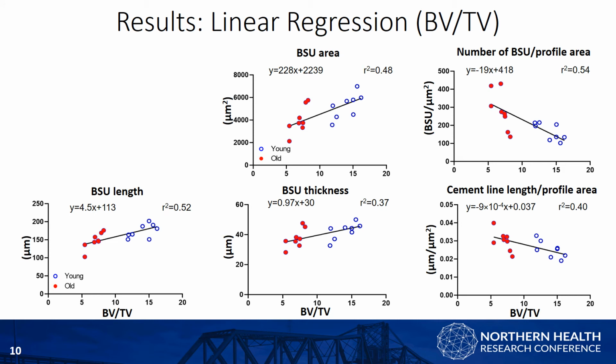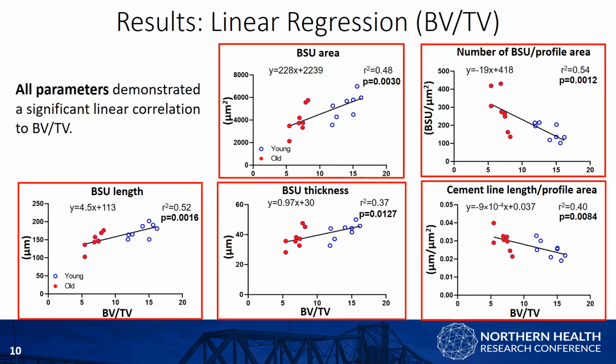Individuals' median BSU parameters were then analyzed as a function of their bone volume fraction. It was found that all parameters demonstrated a significant linear correlation to bone volume fraction. BSU area, thickness, and length increased with increasing bone volume fraction, whereas the number of BSU per profile area and the length of cement line per profile area decreased with increasing bone volume fraction. This means that as bone volume is lost, BSU becomes smaller, and as a result, there are more BSU per unit area and more cement line per unit area.